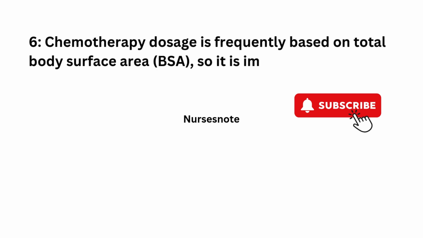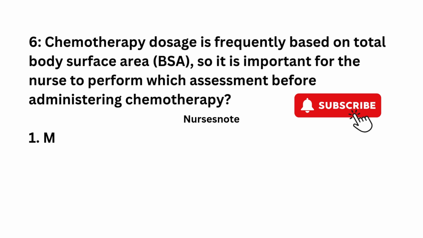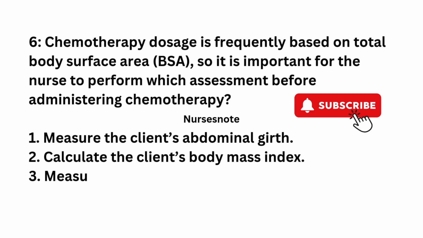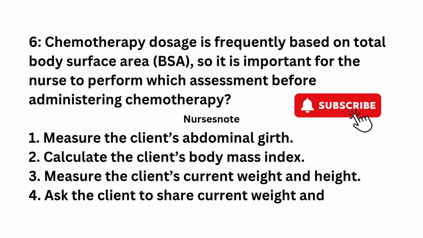Chemotherapy dosage is frequently based on total body surface area, BSA, so it is important for the nurse to perform which assessment before administering chemotherapy? 1. Measure the client's abdominal girth. 2. Calculate the client's body mass index. 3. Measure the client's current weight and height. 4. Ask the client to share current weight and height.